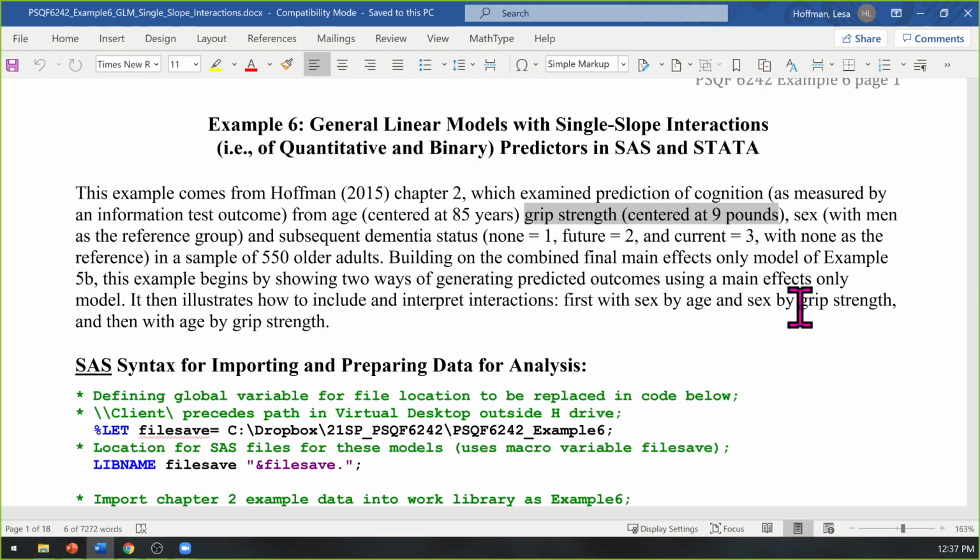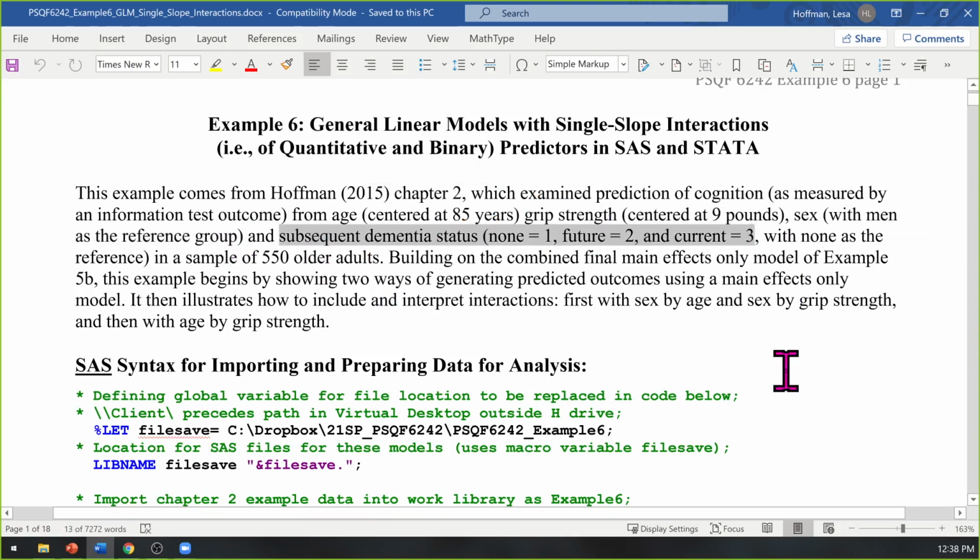So it's centered at 9 pounds per square inch because that was near the mean of that variable. We have a binary measure of gender, so we have that as men versus women is the way that it's going to be coded. And then a categorical predictor as to their status with respect to dementia.